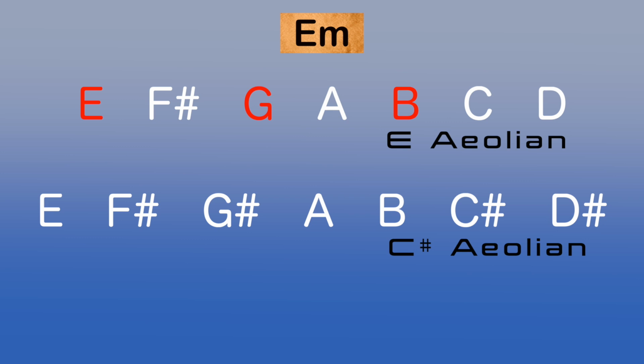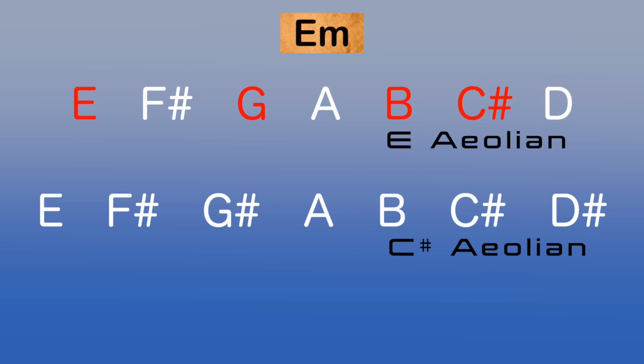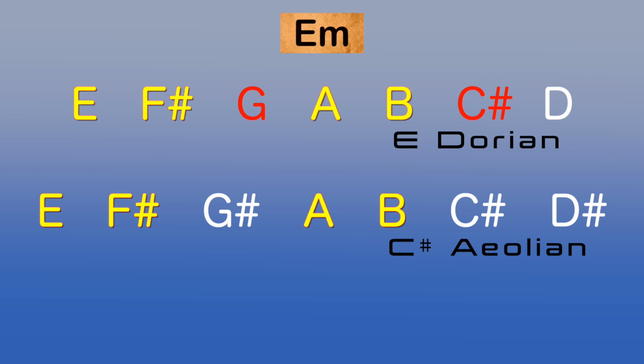Okay, what if I add a sharp? Let's say a C sharp. What do I get? I get an E Dorian. Still fits the E minor chord, but it's more similar to the second scale. So instead of having just 4 notes in common, now we have 5. So the perceived distance between the 2 chords is now being reduced.